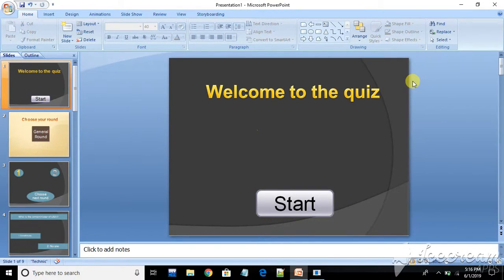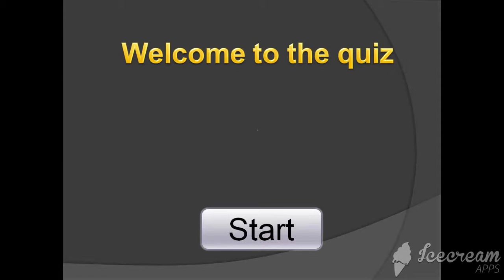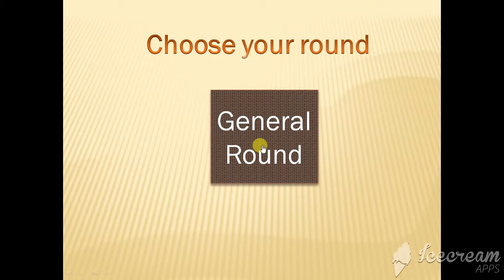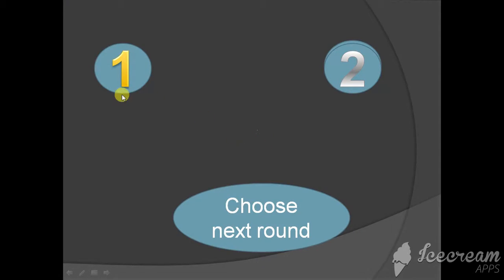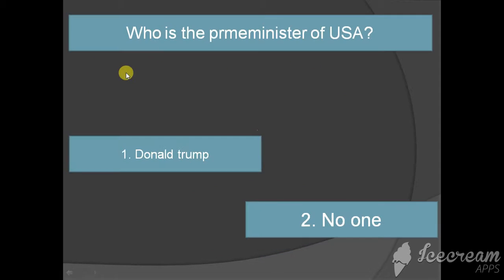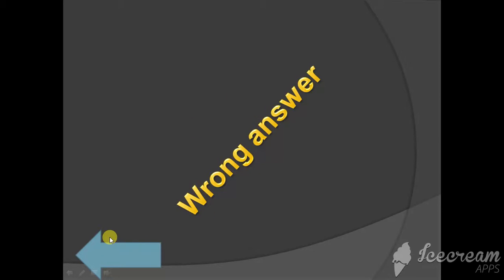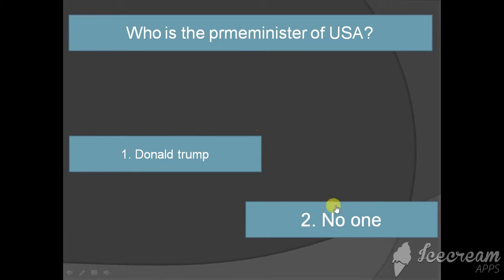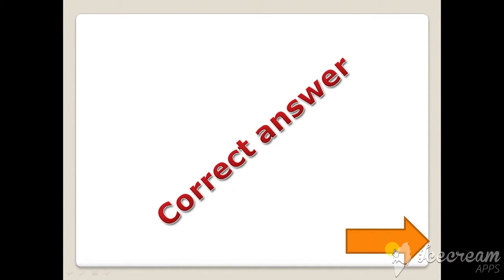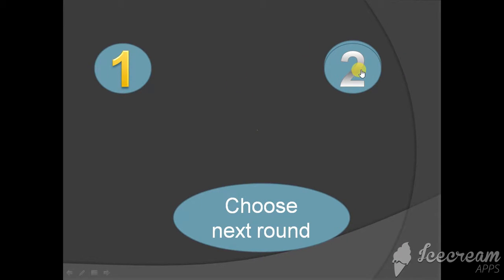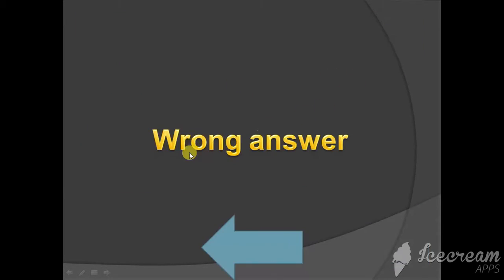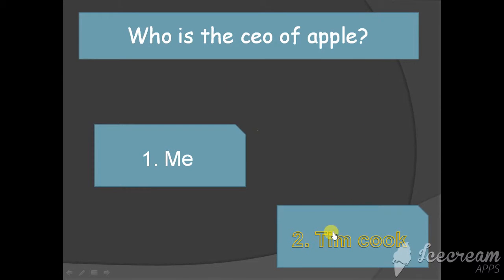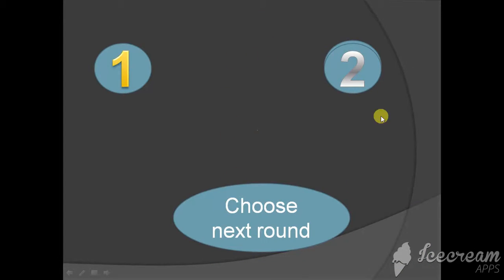Let's check it by pressing the F5 key. Okay, welcome to the quiz, let's start the quiz. Let's press on start and choose your round. We have only one round for now, the general round, and choose a question. Look, it says, who is the Prime Minister of USA? Donald Trump. It's the wrong answer. Let's go back. No one. It's the correct answer. Let's go again to the next question, and we'll choose question number 2. CEO of Apple: me. It's the wrong answer. And Tim Cook is the correct answer. So again we'll go and choose question.